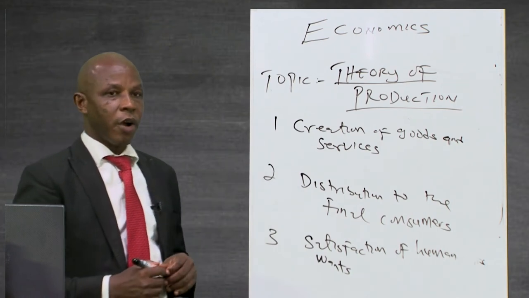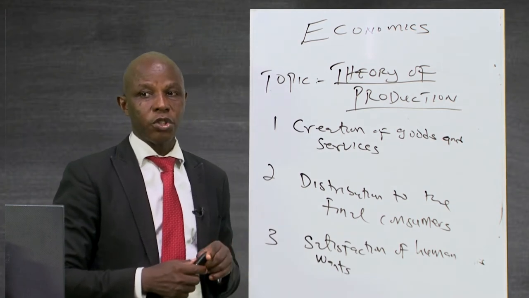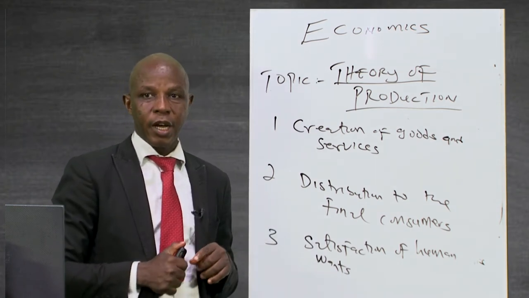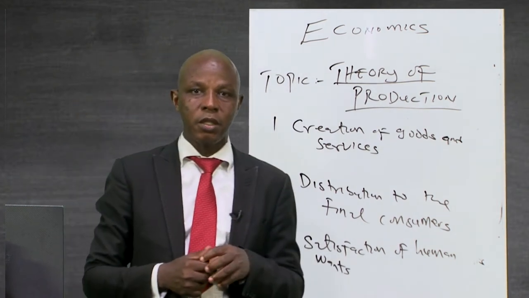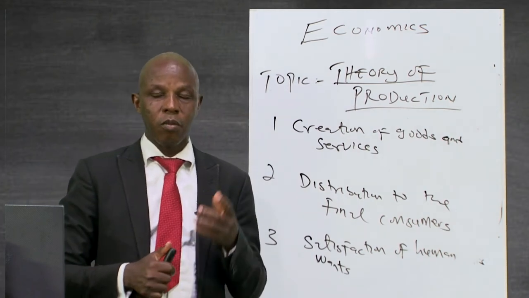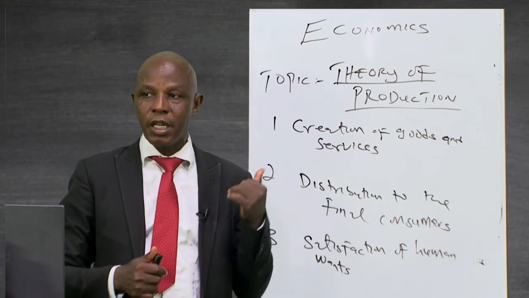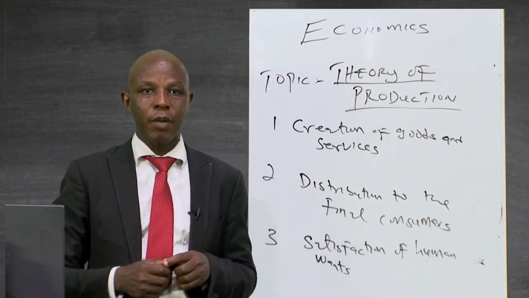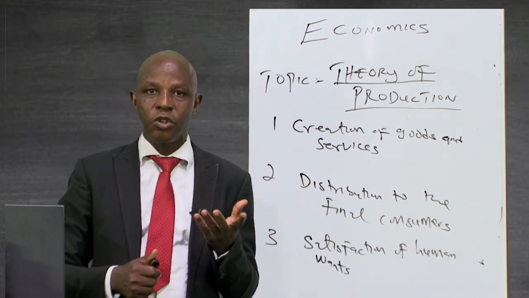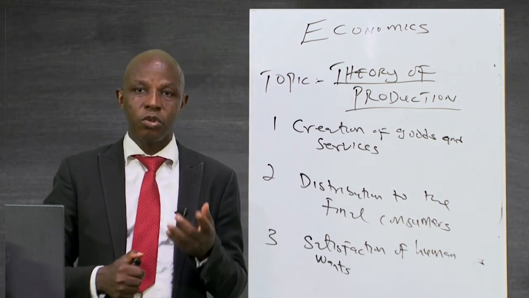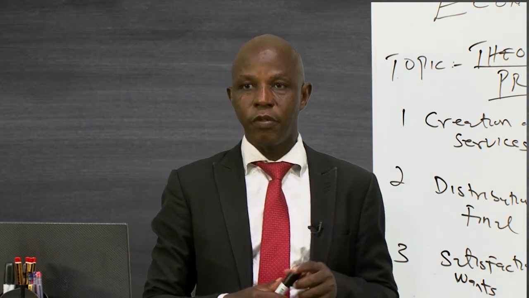It means that when we create goods and services, when we bring goods and services into existence, we have to take it to the final consumers. And it cannot get to the final consumers if they cannot get satisfaction from it. And that means that whatever we are creating, whether it is goods or services, we must make sure it is something that can satisfy the needs of the consumers at that time, because production is not complete until the goods get to the final consumer. So if you have produced something and there's nobody to buy it and there's nobody to use it, production is not complete. It is complete when the goods get to the final consumer.